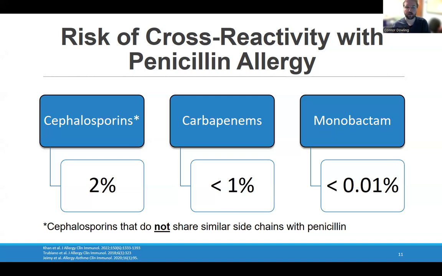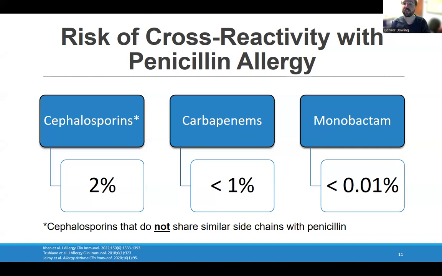And when we get to percentages where the chance of cross-reactivity is so low, we might need to start considering that a patient actually has a unique and separate allergy to the monobactam aztreonam, rather than a cross-reactivity between aztreonam and someone's amoxicillin allergy, for example.